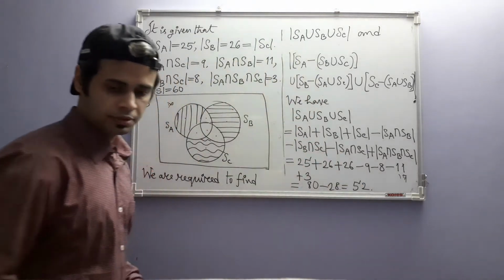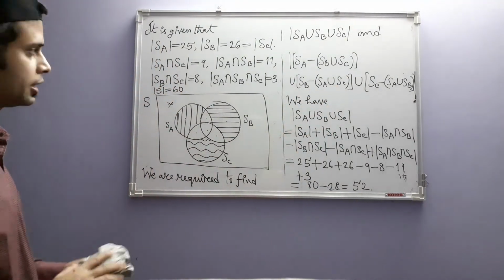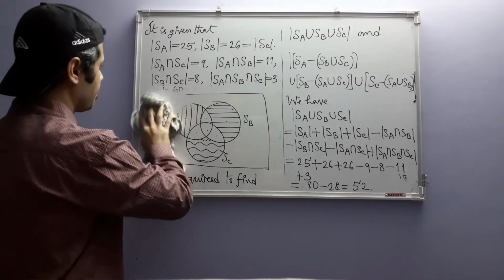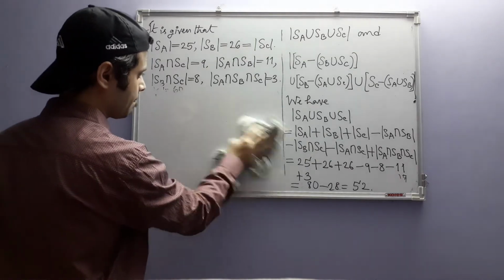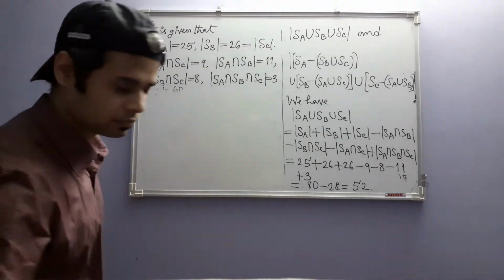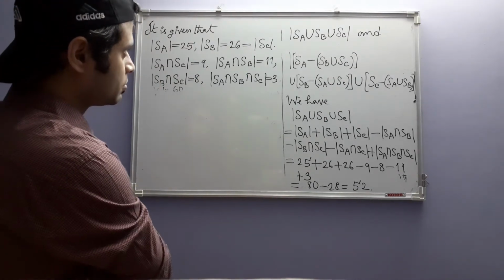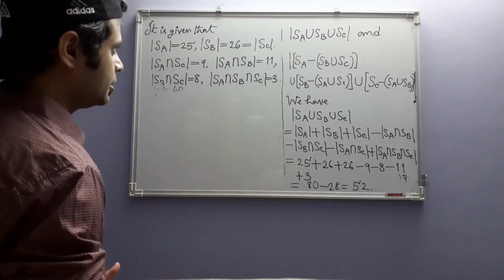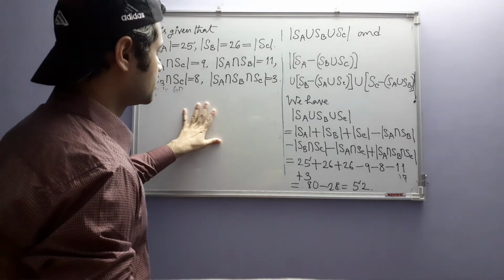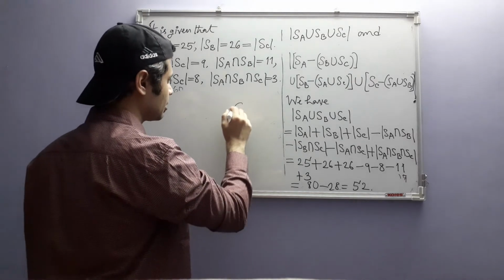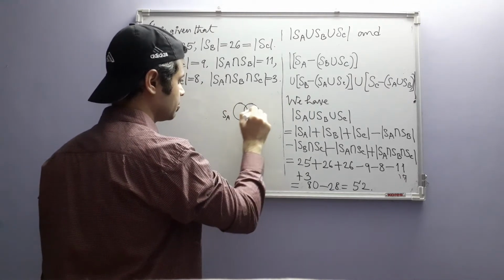Okay, so this is all right. Now we have to find the cardinality of this, right? So you can see from here.